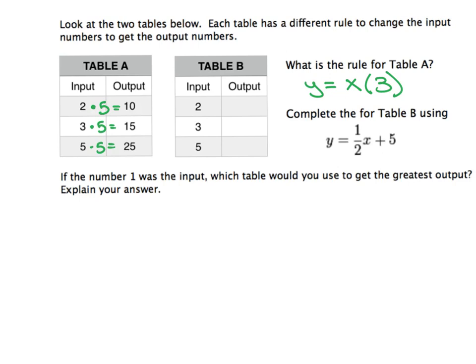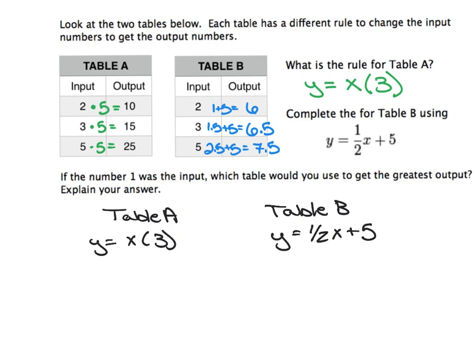For table B, we are given the rule, and we need to take each input and put it into the rule for the x value. 1/2 times 2 is 1, and 1 plus 5 is 6. 1/2 times 3 is 1.5 plus 5 would give us 6.5. Half of 5 is 2.5 plus 5 gives us 7.5.